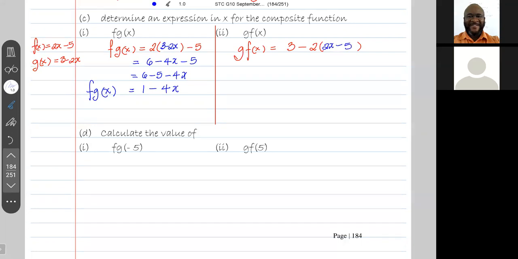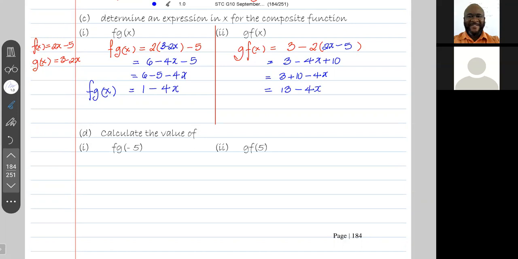So literally, I just took the f function, which is the function on the right, and put it inside of the g function. How do I do that? I write the g function, and wherever I see x in the g function, I replace it with the f function. So this is 3 minus 2 times 2x, which is 4x. Minus 2 times minus 5 is positive 10. So we have 3 plus 10 minus 4x. This is 13 minus 4x.